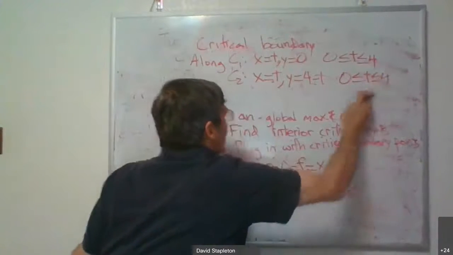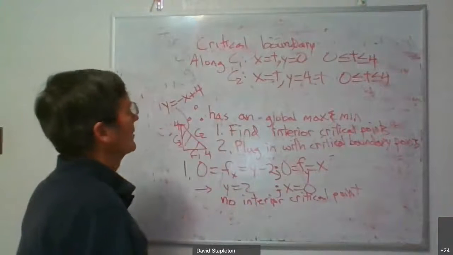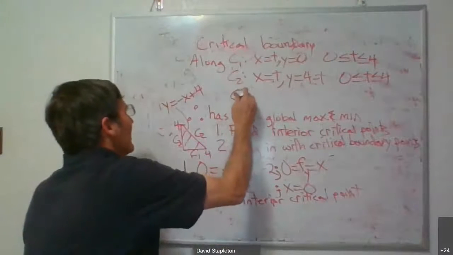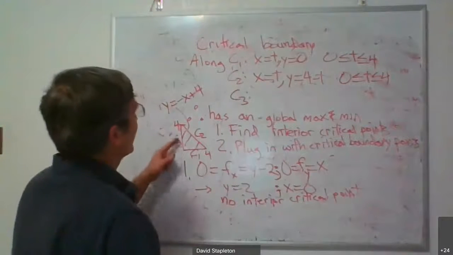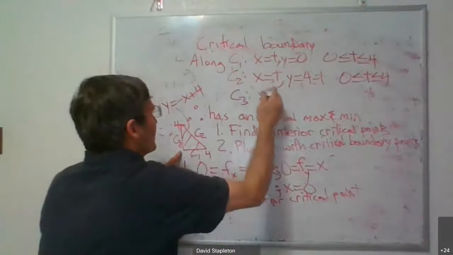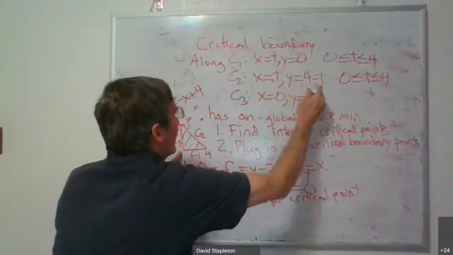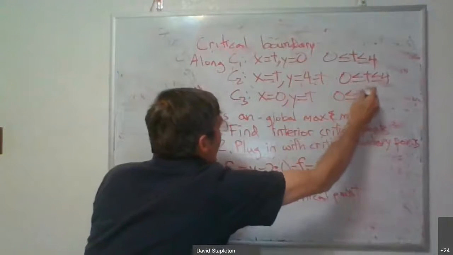There's the parametric equations for the skew side, if you will, of the triangle. And then finally, along C3, I could put x equals 0 and y equals t, and let t run from 0 to 4.